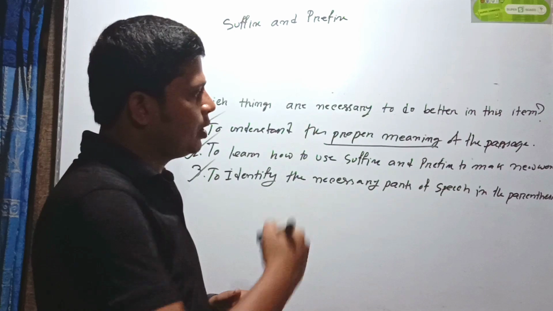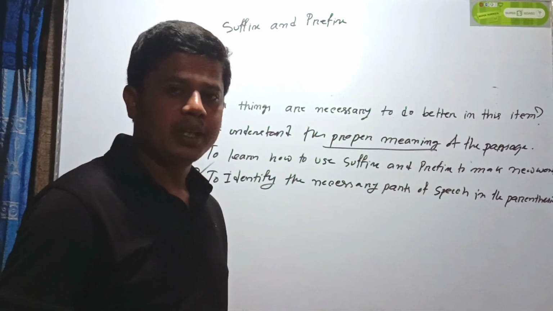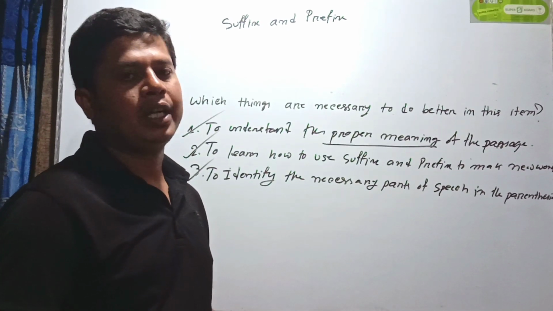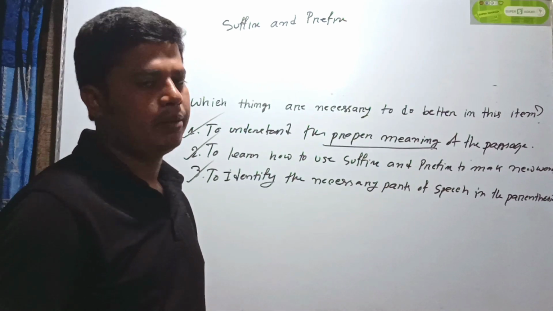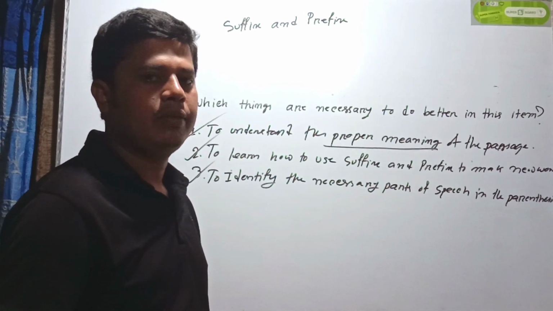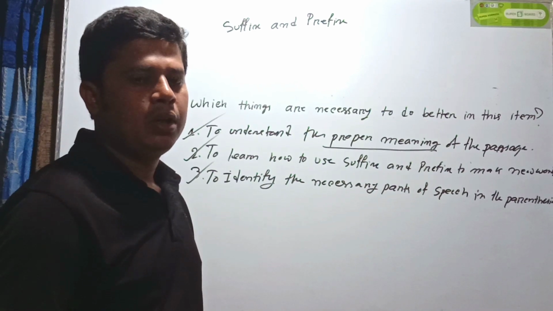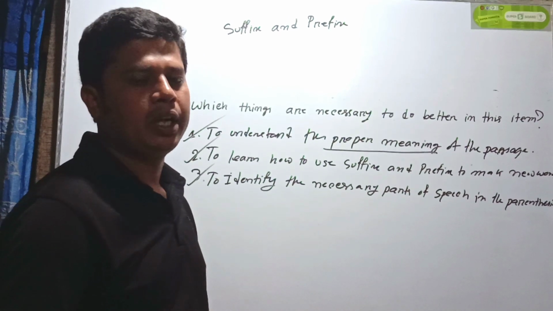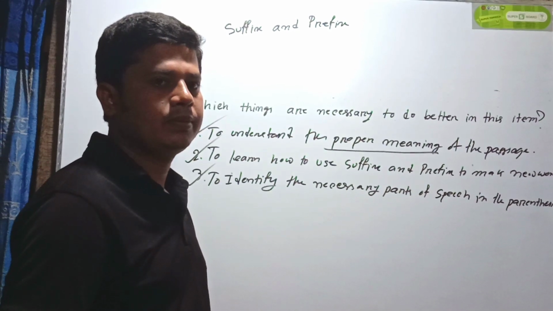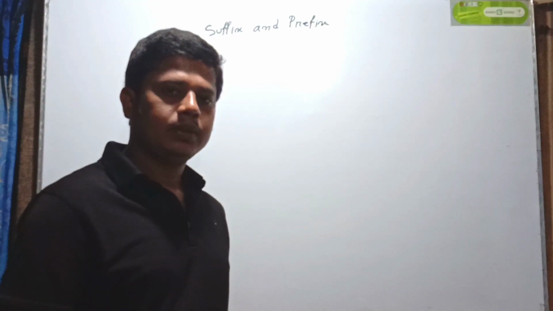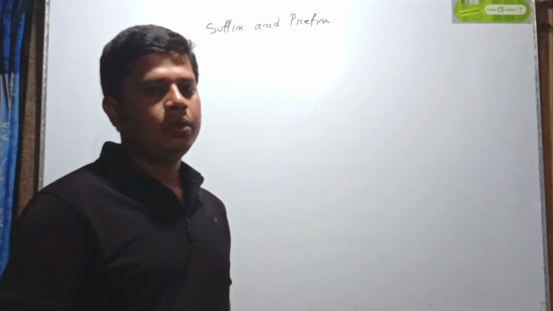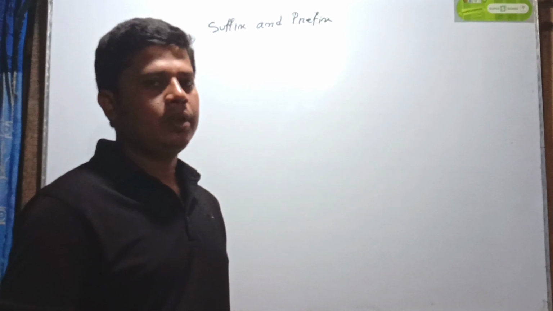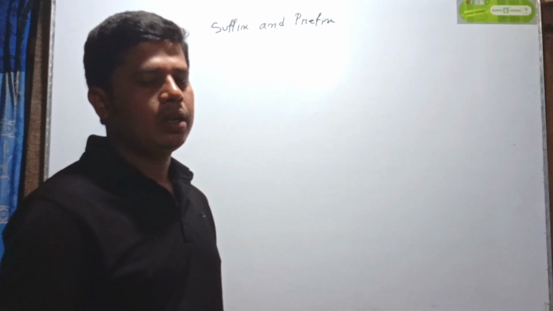To identify the necessary parts of speech in the parentheses, that means in the brackets, you need to learn the uses of 4 kinds of parts of speech. I have told you earlier: noun, adjective, verb, adverb. Dear students, now we will discuss the use of these 4 kinds of parts of speech. First of all, noun.